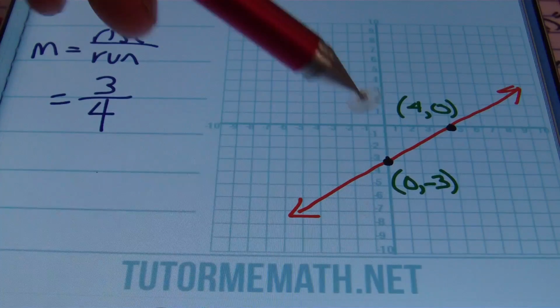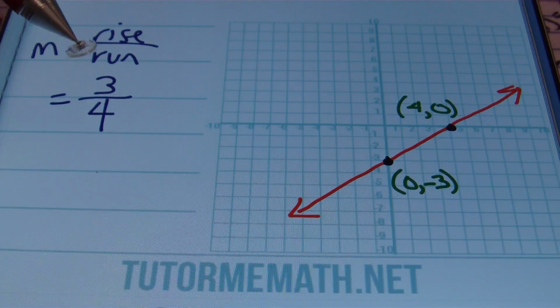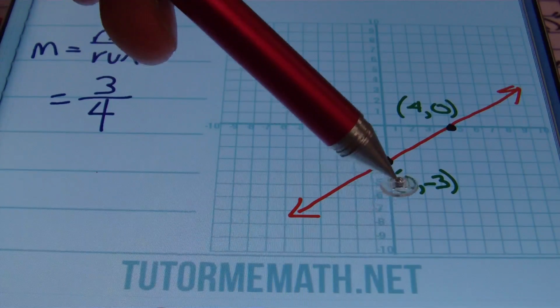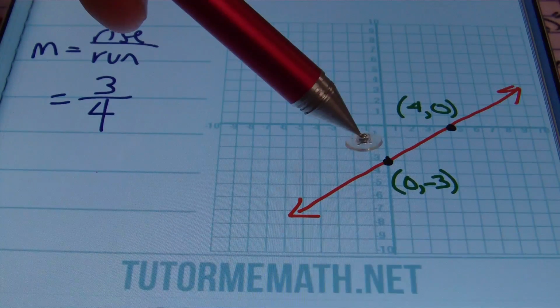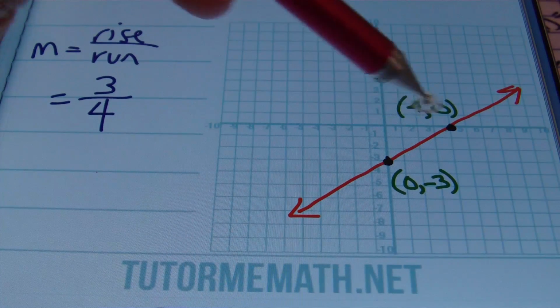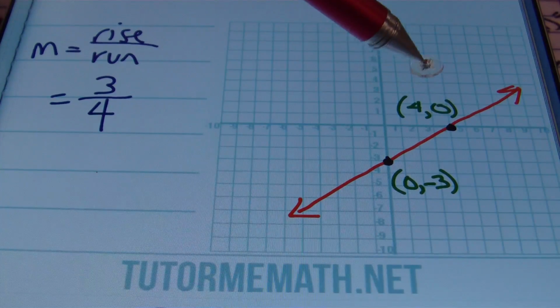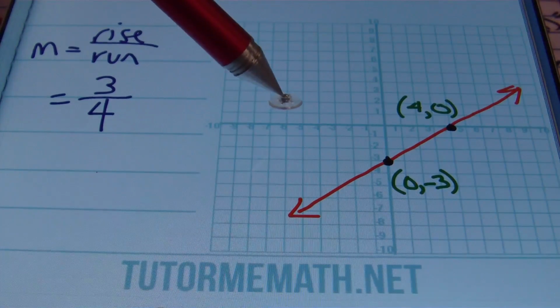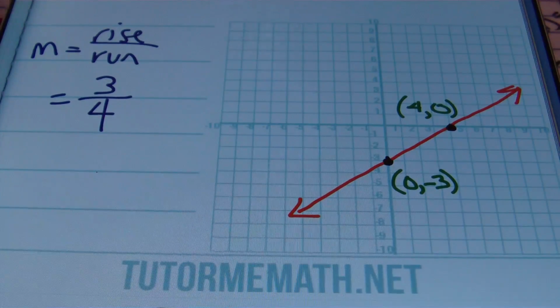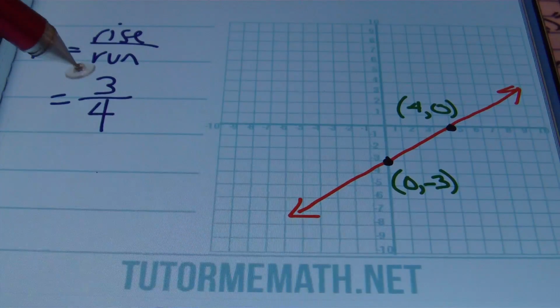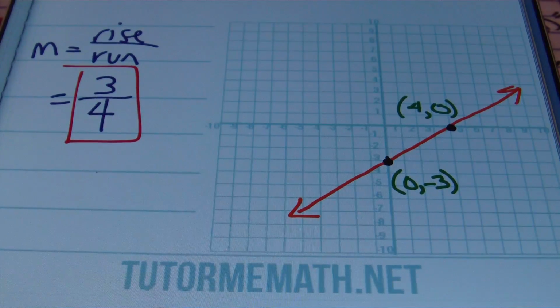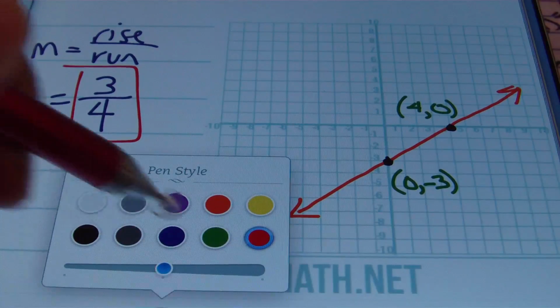And note that since we went up, our 3 is positive. If we had to go down to get to that second point, it would have been a negative value. And then because we went to the right to get to our point (4, 0), that was a positive 4. But if we had to go left to get to the second point, it would have been a negative 4. All right, so keep those things in mind. And here I'm going to box up my answer. So that slope is 3/4 for problem number 1.